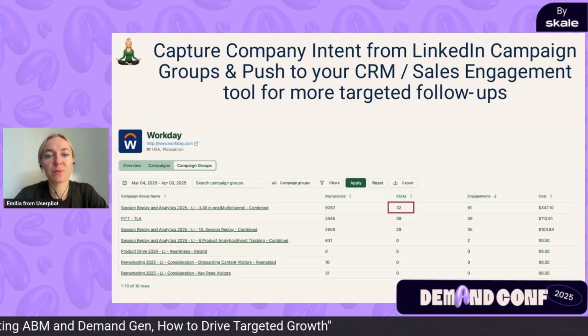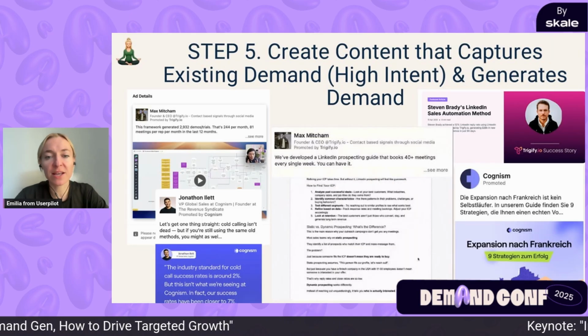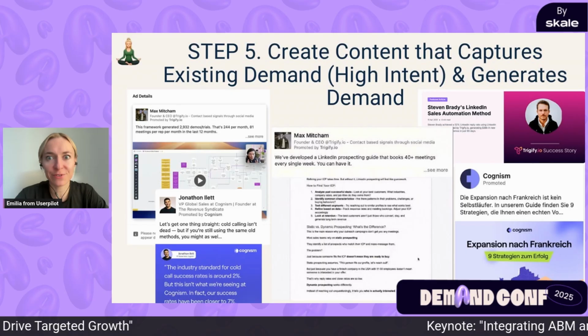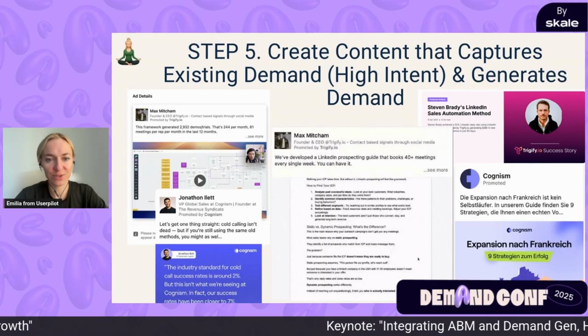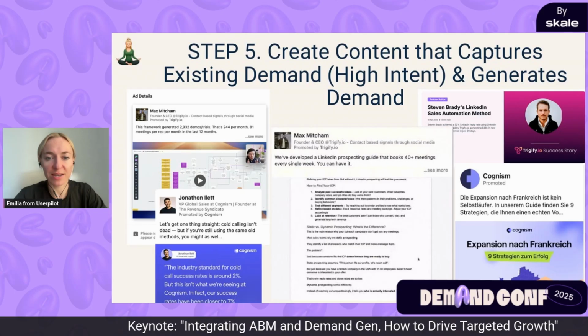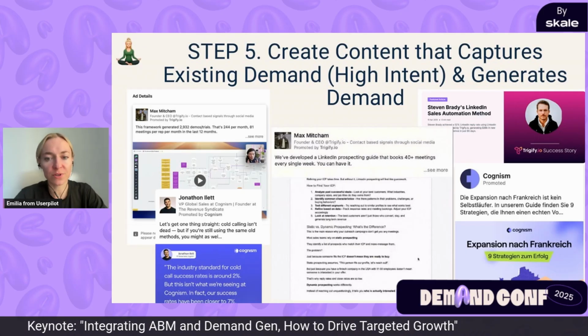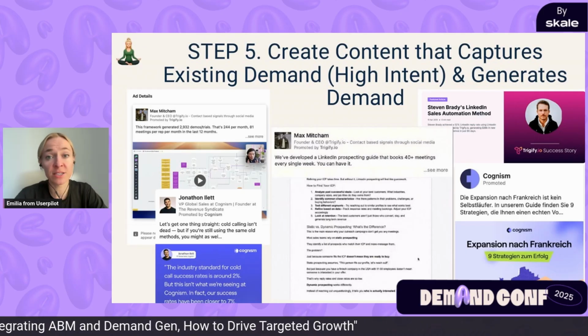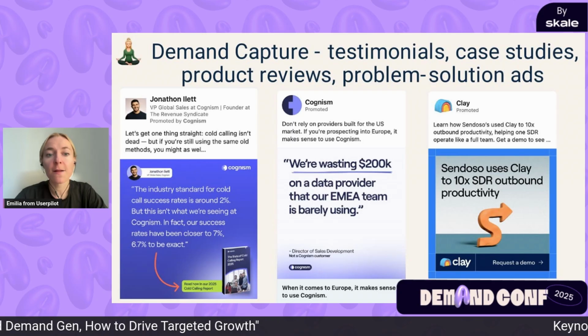Yeah, I already talked about capturing intent from campaigns, so let's dive in. We don't have a lot of time left, so let's dive straight into the content that you can create to generate demand. So what is the difference between content for capturing demand and for generating demand?